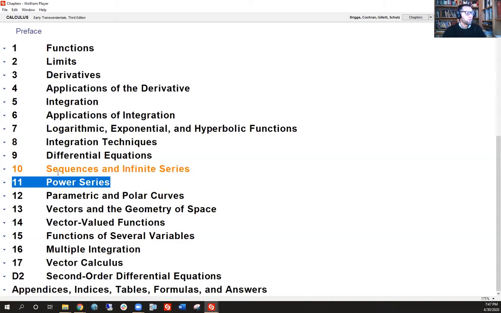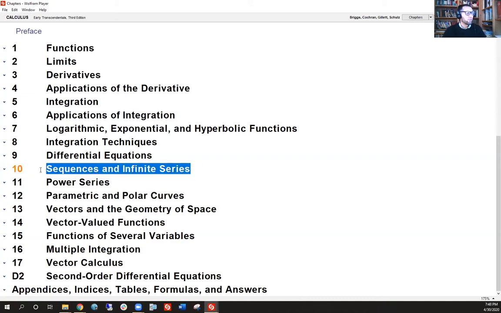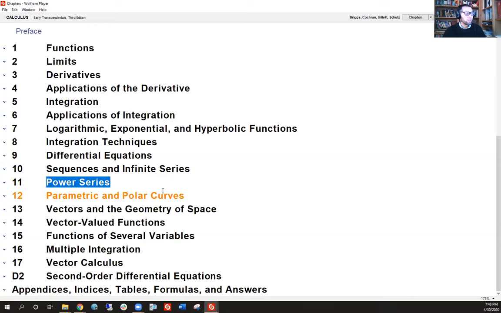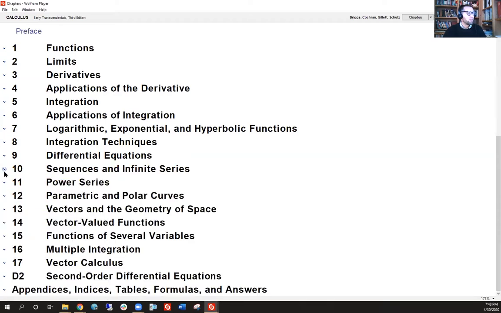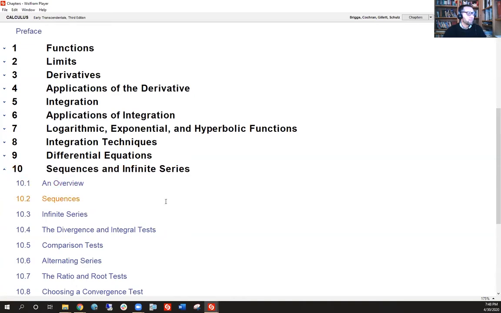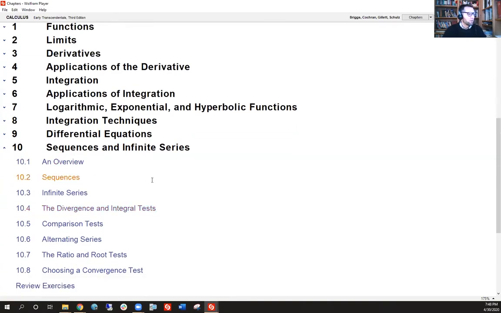In Stewart, this sequences and infinite series section and this power series section are combined together into a single chapter. But now that we have broken our calculus into Math 163 and 264, the Briggs approach is really nice because the chapter 11 on power series would fit within Math 163, and then the sequences and infinite series would fit within Math 264. So for example, right now I'm in the process of teaching about infinite series. We finished this yesterday, talked about the integral test today. We'll talk about the comparison tests beginning tomorrow.